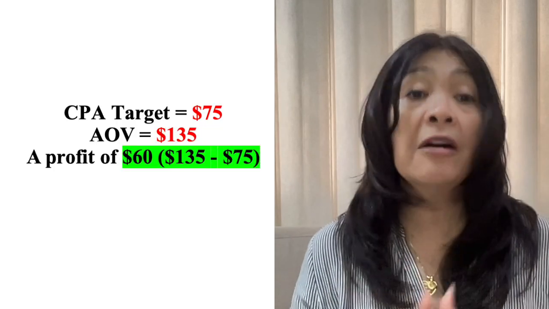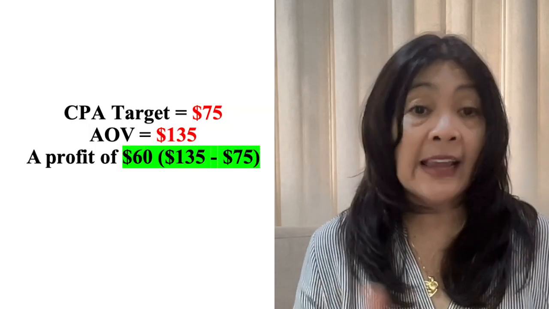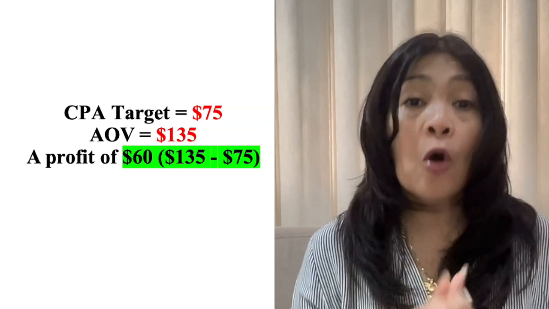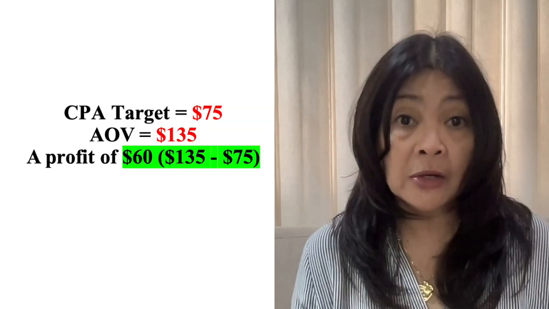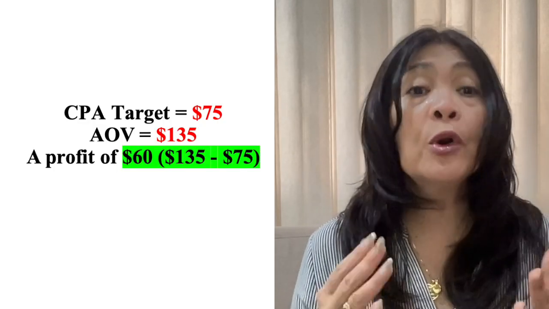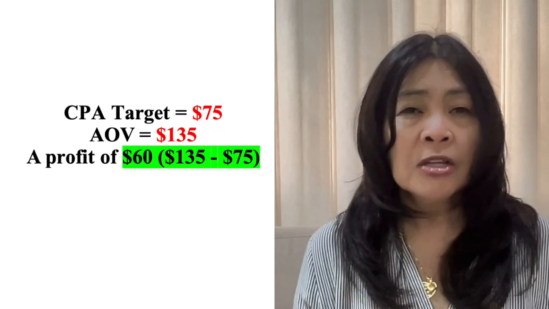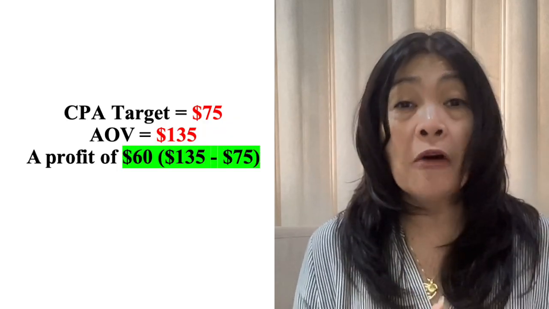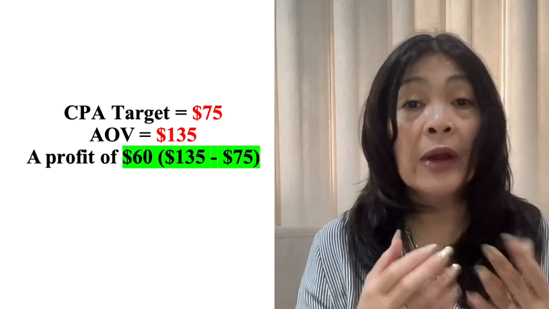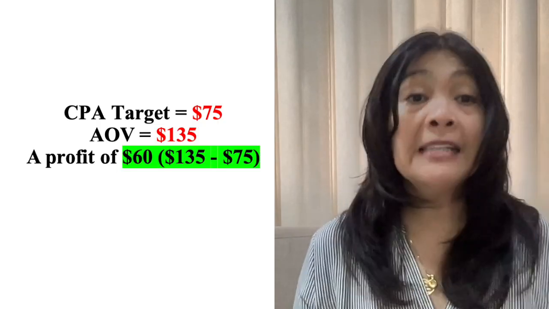AOV means average order value is 135, let's say. So this means the goal is to acquire a customer below $75 so that your campaign has room for profit if your average order value is $135. So you can still keep a profit of 60. This is 135, this is your AOV, less 75, this is your CPA.